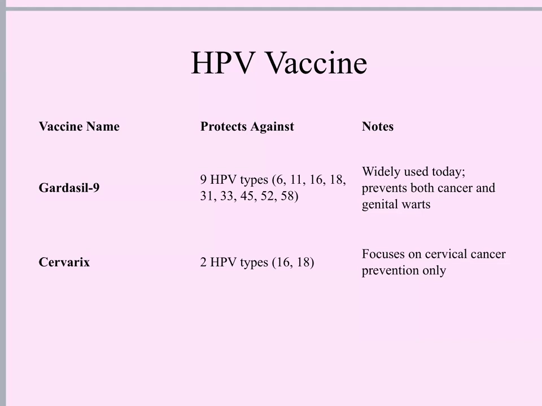If somebody has not been previously vaccinated, there's FDA approval to have catch-up vaccinations through the age of 26. But there's more and more research showing that it could be beneficial up to age 45 to be vaccinated. And then Cervarix is just one that focuses on type 16 and 18. But that's another vaccine that somebody could get.